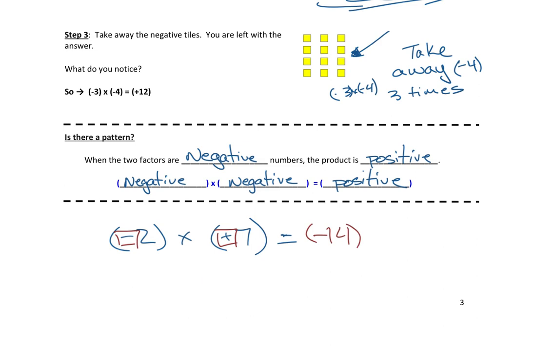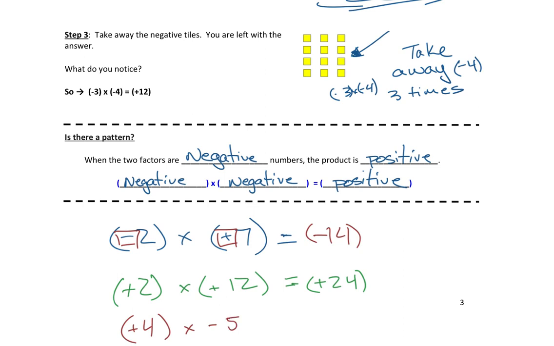Another example, if I were to do positive 2 times positive 12, okay, now that one is pretty straightforward. We've been doing 2 times 12 forever, and so I know that is a positive 24, okay. I'm going to give you another one, positive 4 times negative 5. Well, 4 times 5 is 20. If I look at my symbols, a positive and a negative, so that gives me a negative.